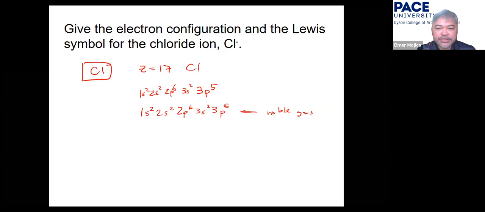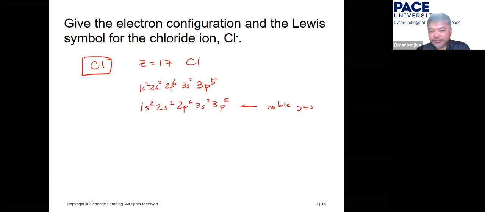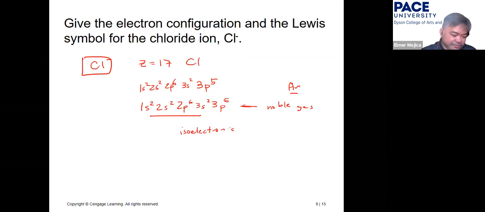If you have the periodic table, the noble gas beside chlorine is argon. So the term they use is, if you have the same electron configuration but different ions or elements, it's isoelectronic. But we will have more about this later on.